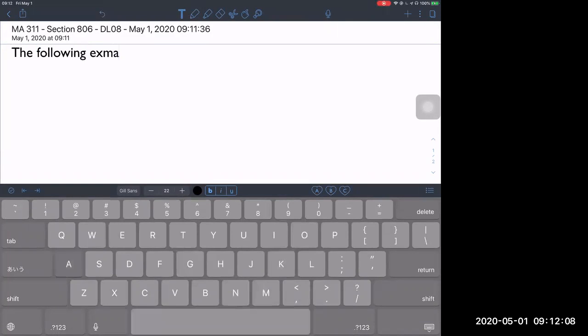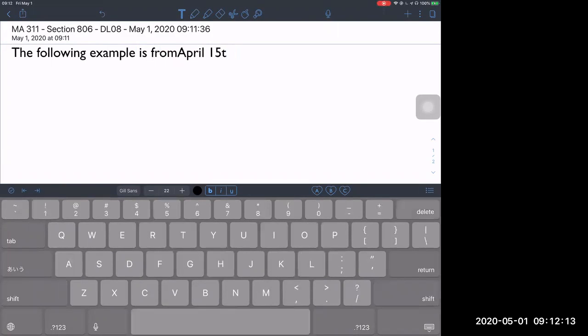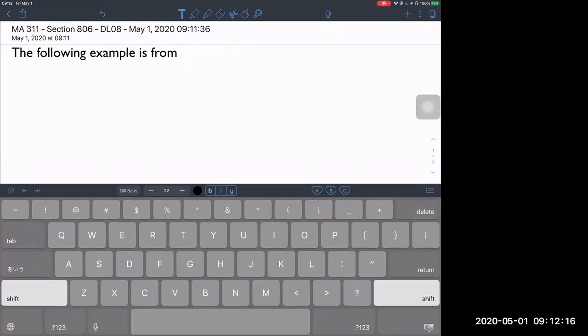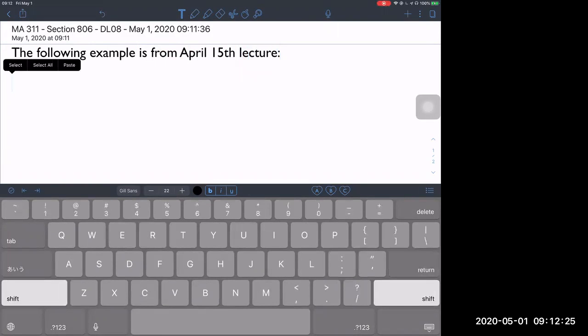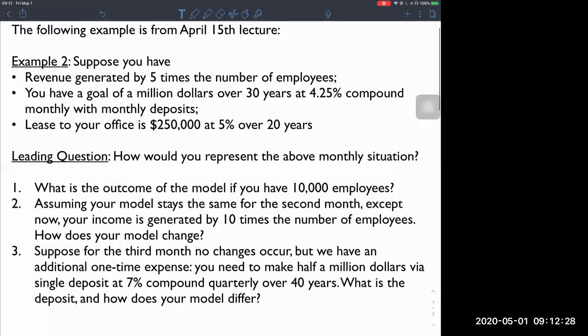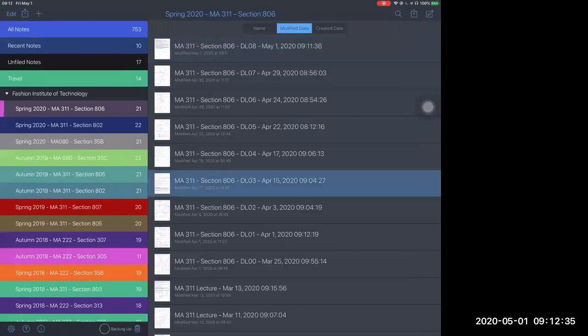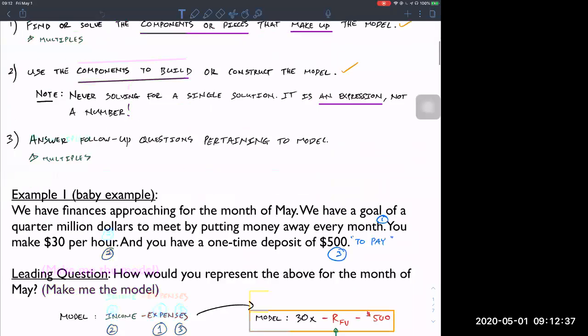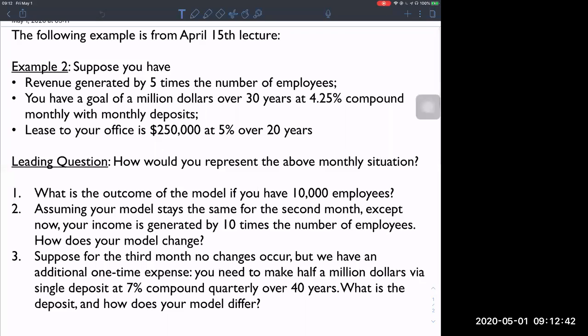Following example is from April 15th lecture. Just in case somebody looks at this and goes, hey, what was this again? Okay, so you see something like this, right? Let me make sure that was April 15th. Yeah, okay. So when you see something like this, right?